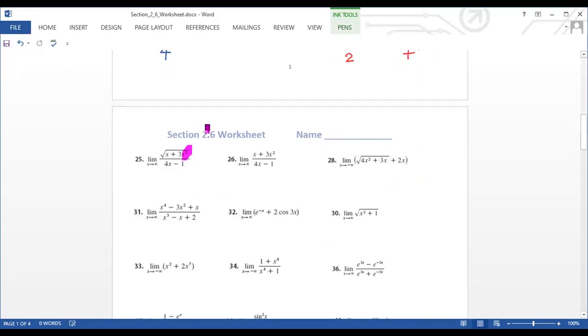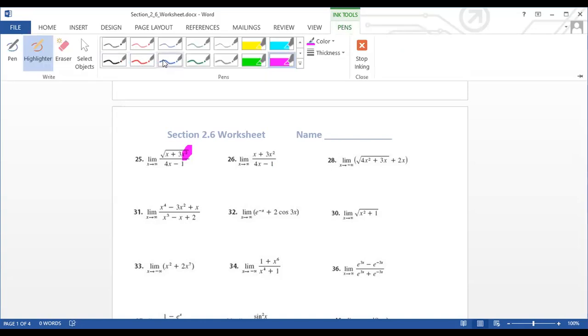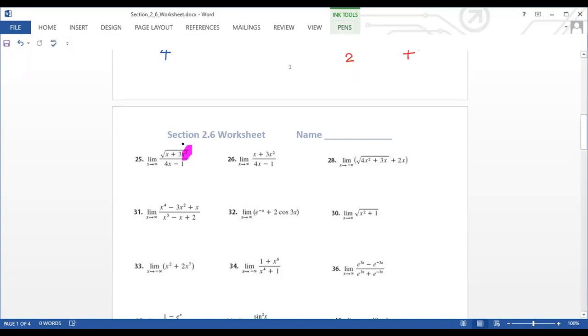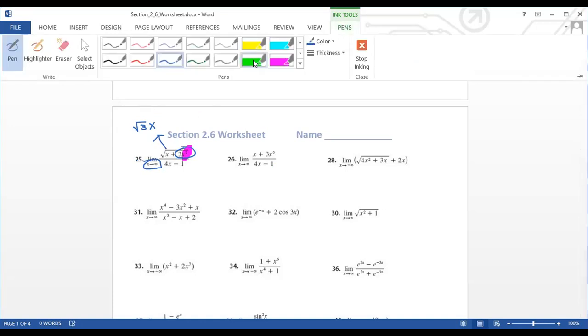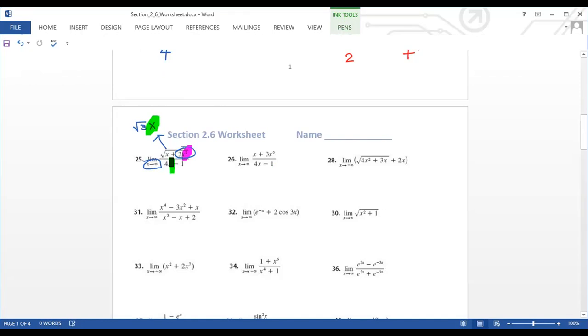This is x squared, so take the square root. What will this term give you? It will give you the square root of 3 times x. For here, I don't need to put an absolute value because my x approaches positive infinity. Now you see, oh, that's good. This x and this x have the same power.